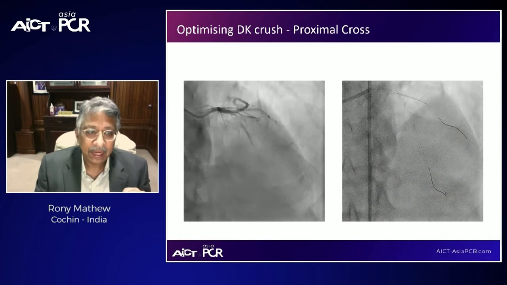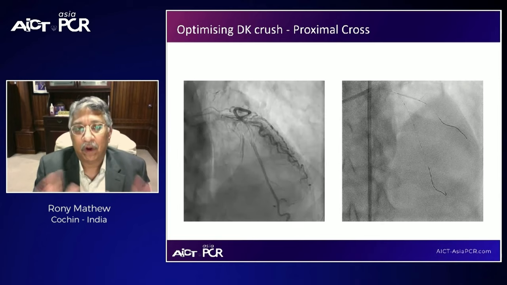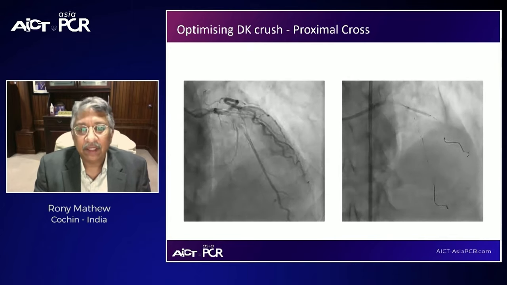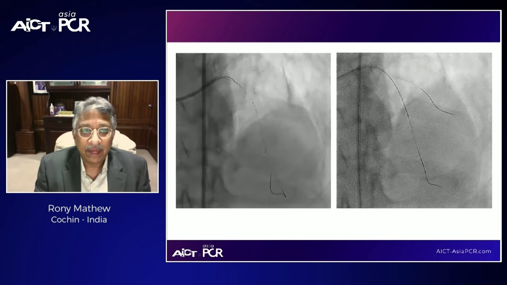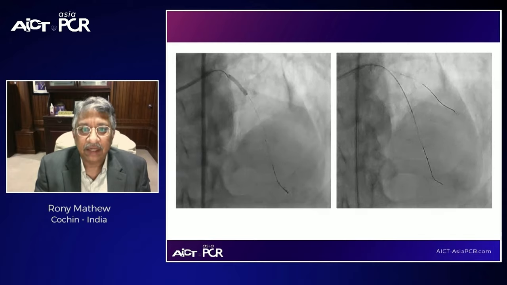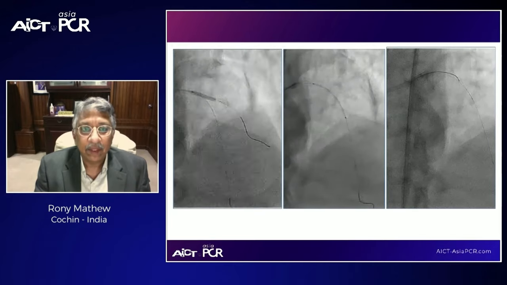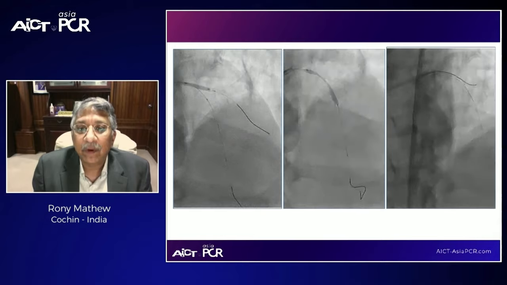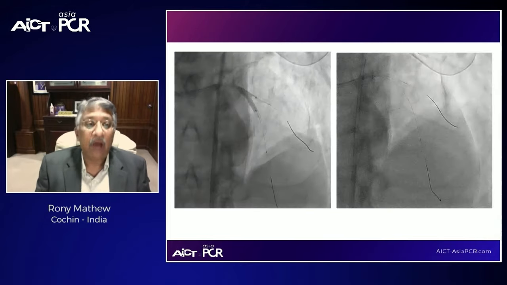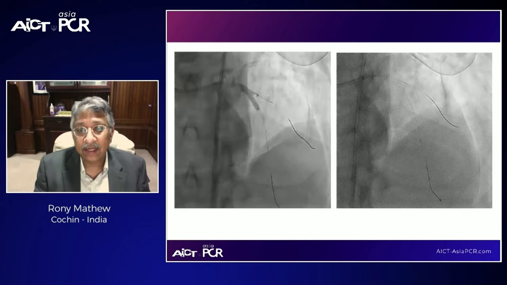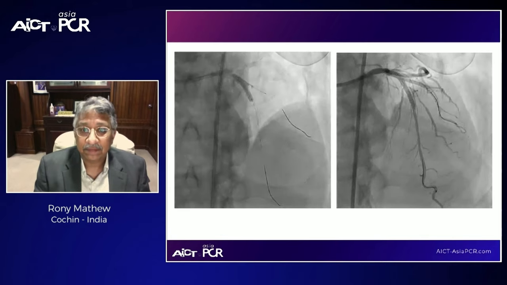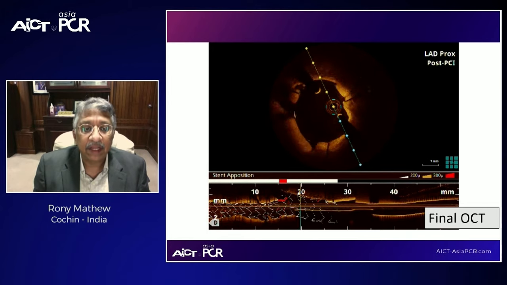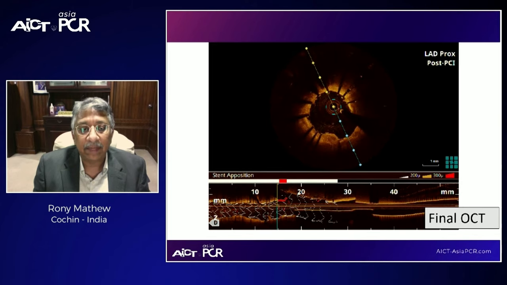On the other hand, this is where I want to show you a very interesting fact. If you do a proximal cross, like in this patient with a 111, again with a DK crush, we did the side branch stenting first, and then we crushed the side branch stent, recrossed it, and then subsequently put a main vessel stent and crossed again here. Now, if you look at this, this is a proximal cross that we have done. How does this proximal cross look? We did a KISS here. The result looks exceptional. But if you look at this proximal cross, the struts have been pushed to the carina, and you see a metallic neocarina here.